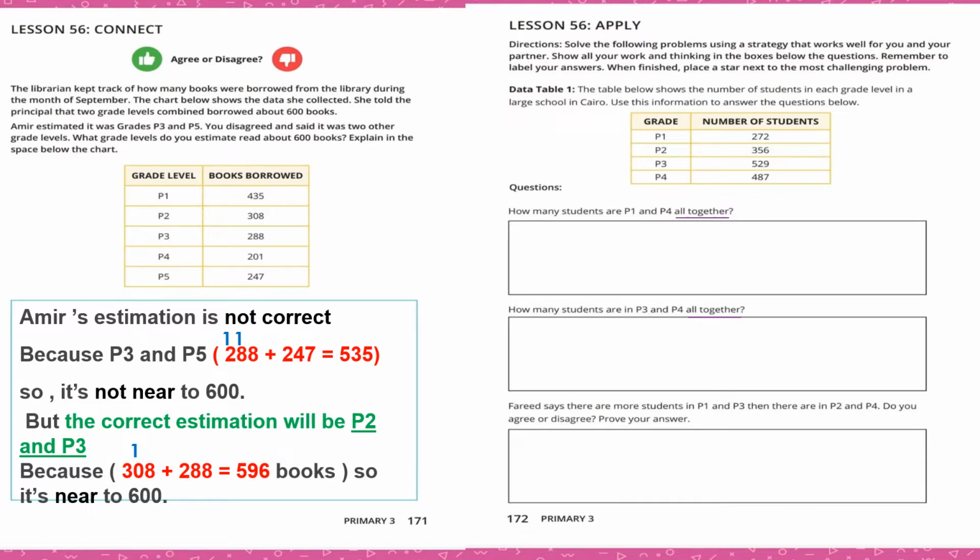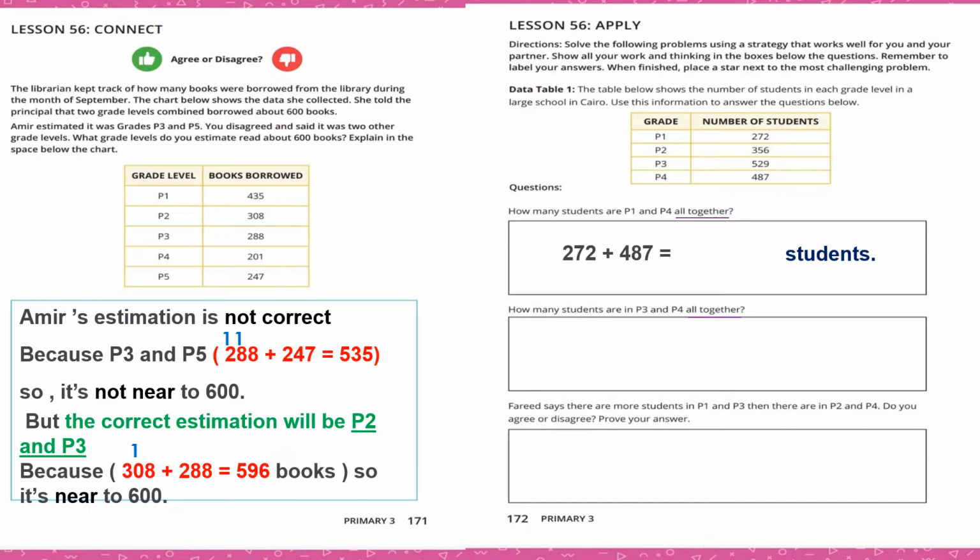We have questions here. Number 1, how many students are in primary 1 and primary 4 all together? All together means plus or minus? All together, yes, plus. It means plus. So we will take the number of students in primary 1 and primary 4. Primary 1 has 272 and primary 4 has 487. Let's start to get the sum here.